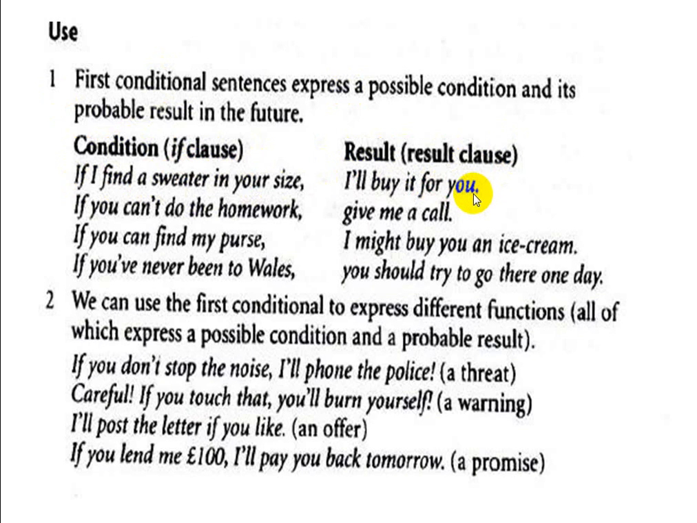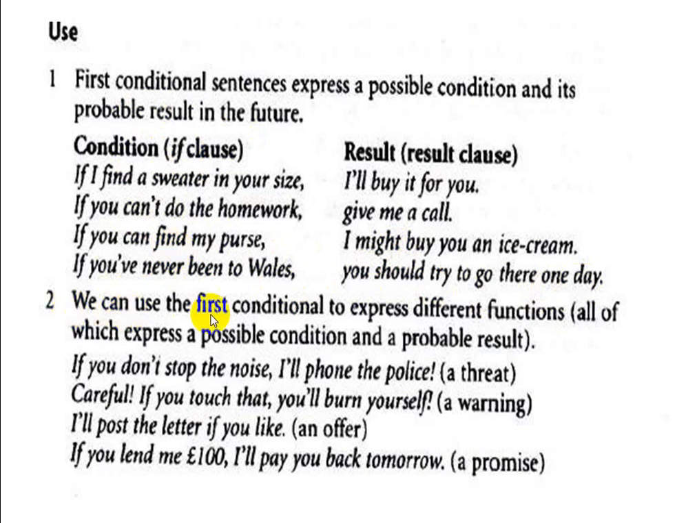طبعا هيدا نحكي على first conditional، على الشرطية الأولى. If you can't do the homework، هاي الif clause اللي هي condition clause. الresult clause: give me a call. If you can't find my purse، هاي conditional clause or الif clause. الresult clause هي: I might buy you an ice cream. الconditional clause: if you've never been to Wales. الresult clause: you should try to go there one day. فإذا الconditional اللي هي كلمة condition نفسها، الif clause، هنا بهاي الجمل.